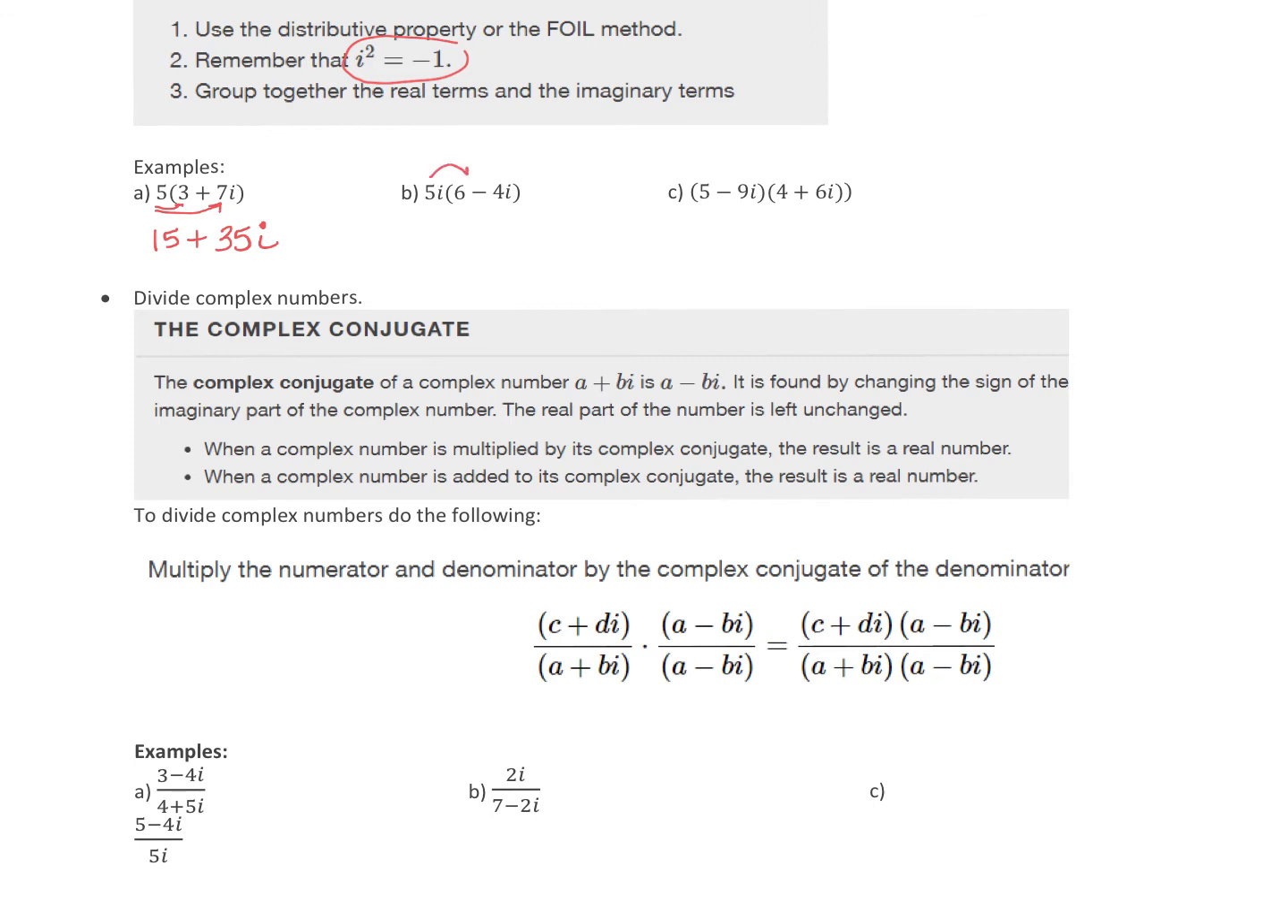We're going to do the same thing here. We'll distribute the 5i, so we'll get 30i minus 20i squared. And then we have to remember that this i squared is actually negative 1. And if we write this in what we call the standard form, the real part and then the imaginary part, we're going to get positive 20 plus 30i.